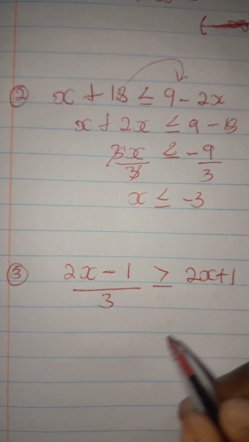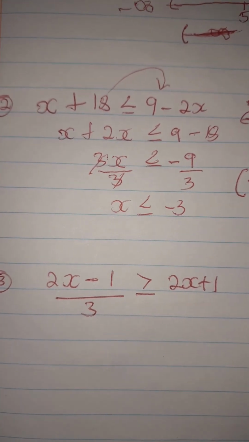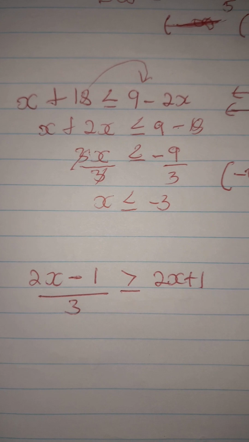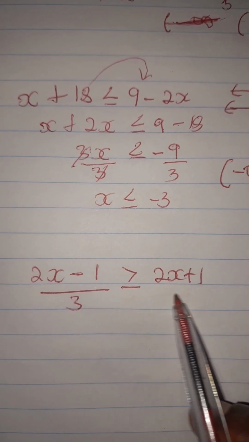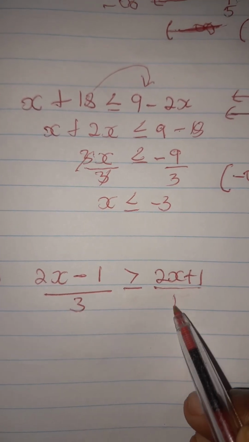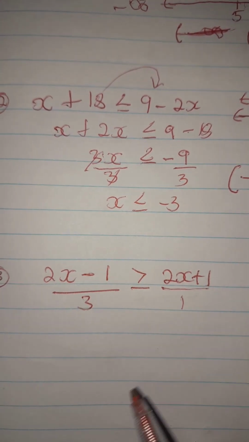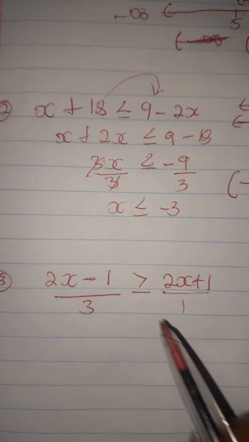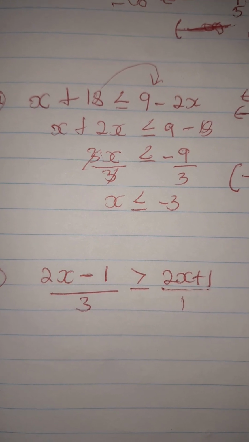Right, so now the third equation, it's a fraction. You need to have knowledge of fractions. This is the same as 2x plus 1 divided by 1 here. To make life easier, or you can use the other technique, which is to multiply by 3 both sides. But to make life easier, let me divide by 1.